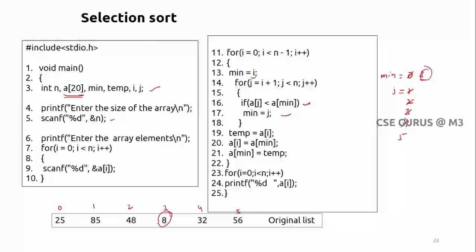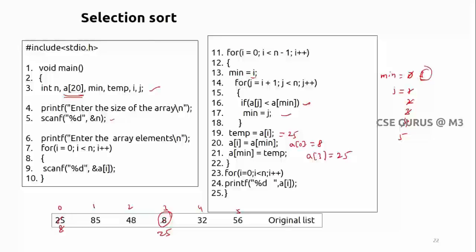Now I need to swap 8 with 25. You can see I have taken a temporary variable. Temp equals a of i. What is the i value? 0. That is a of 0, 25. Next, a of i equals a of min, a of 3, which is 8. And a of min, which is a of 3, equals temp, which is 25. So a of 0 is 8 and a of 3 is 25. Simple swapping, right? So this part has to be completed like this. Finally you may print.